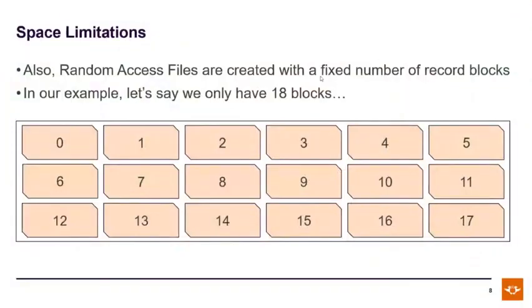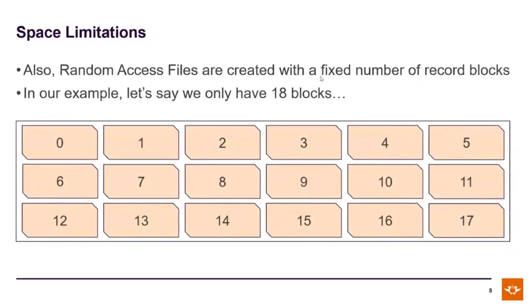So let's assume that we have 18 blocks available to us. Random access files are created with a fixed number of record blocks. In our example, let's say we only have 18 blocks. Now, until now, we haven't shown you how to actually set the size of the file before using the file.